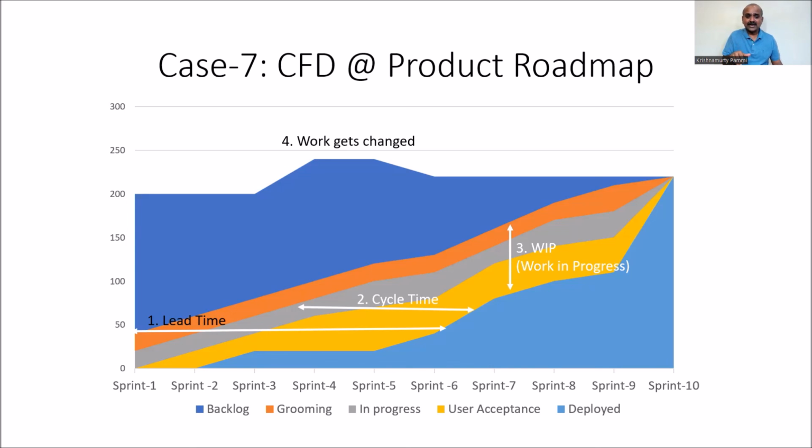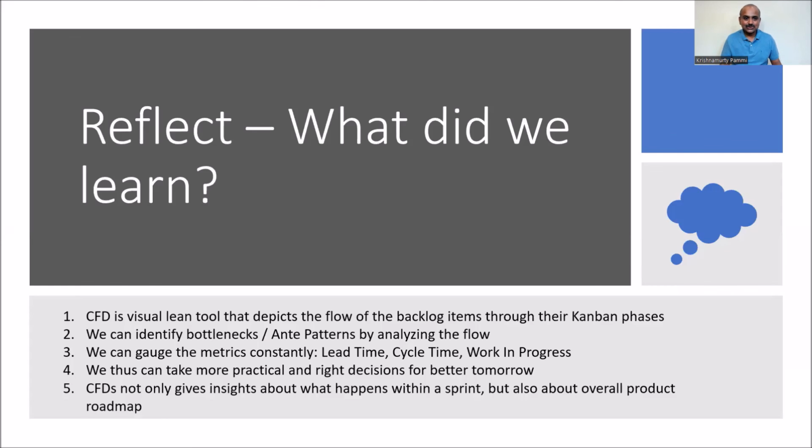If you have a cumulative flow diagram that depicts the sprint picture or the release picture or the whole product roadmap picture, that actually makes everybody focus on the realities, the real outcomes, how the flow is happening, and that will answer many questions that the team is facing today. Okay, so what did we learn so far? Let's reflect on it.